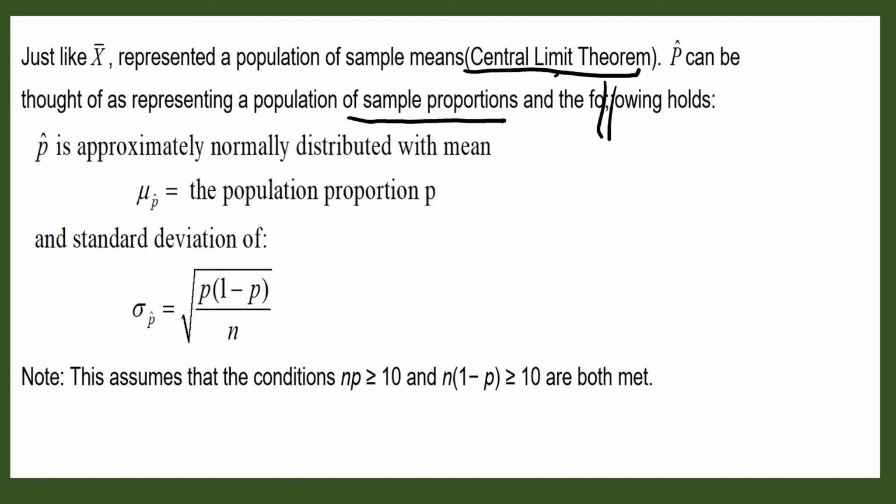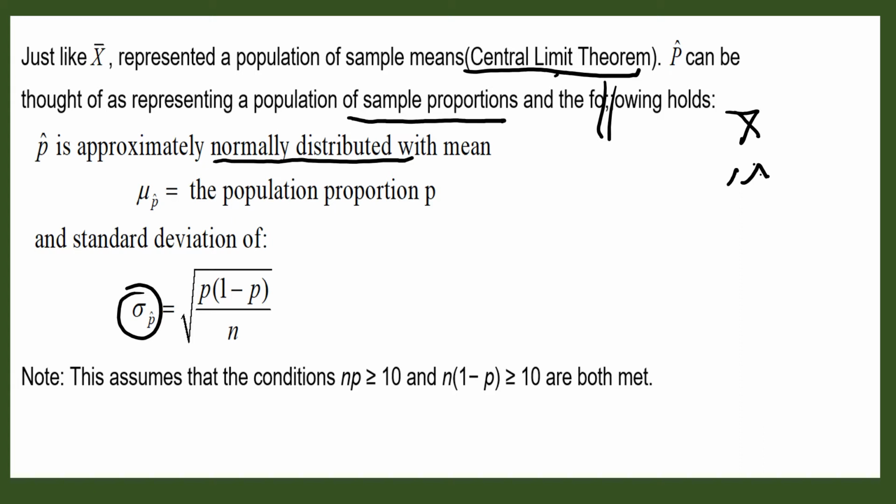P hat is approximately normally distributed, that's important. And the mean of P hat is the population proportion. So the mean is the population proportion. Just like, remember, with X bar, the mean was mu, the population, right? The standard deviation of P hat, given right here, is the square root of P times 1 minus P over N.